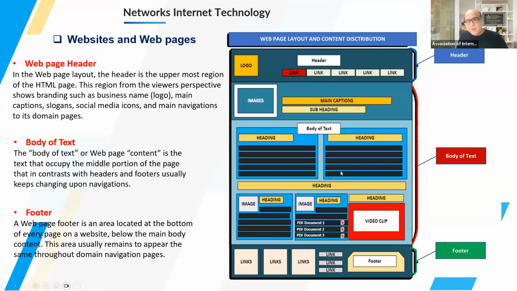But what changes, or what appears as dynamic in moving from one page to another from the content perspective, is the middle portion, this part. You can call this a body of text. This portion in the middle is the body of text, and this is where the bulk of the content, be it textual or any other format, is inside of the body of text.